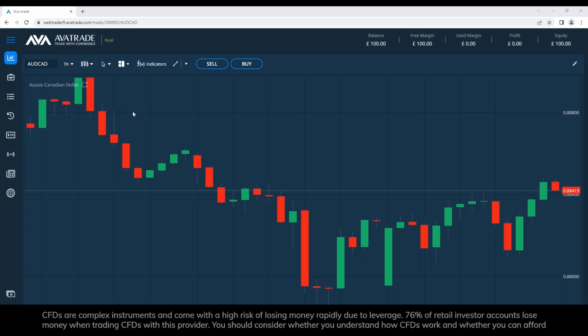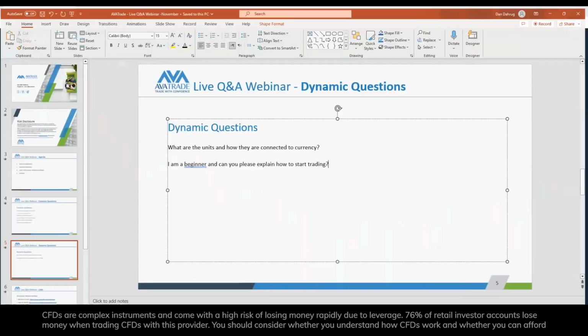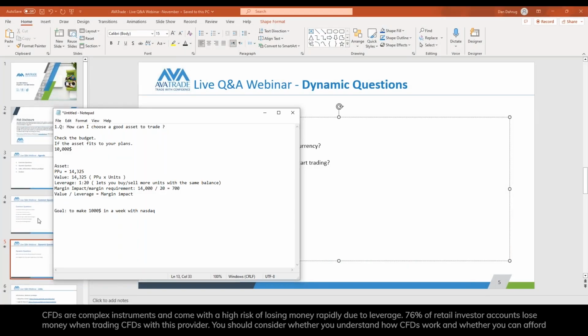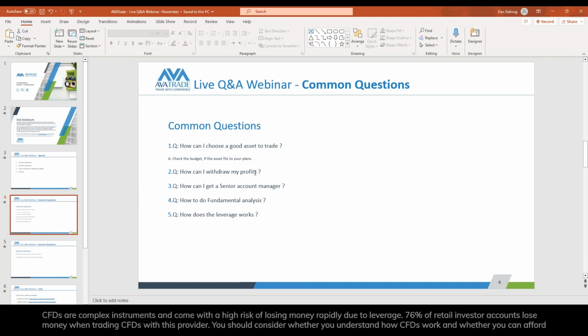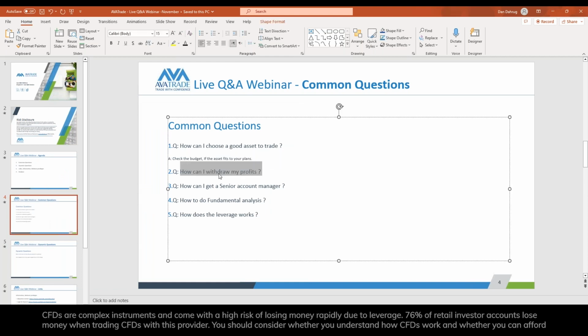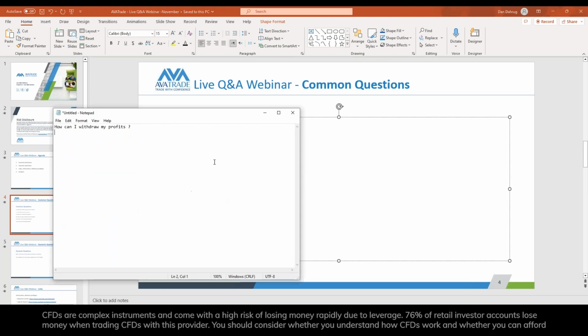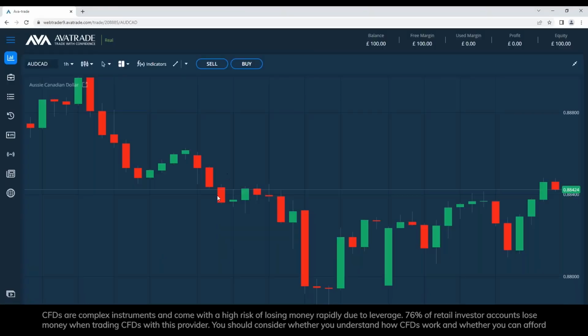Okay. So how to withdraw, right? What was the question here? How can I withdraw my profits? Okay, regardless of whether it's profits or not, this is a lovely question, but it doesn't really matter. The way that you withdraw is super simple, and I'm going to show it to you. It shouldn't take more than 10 seconds.